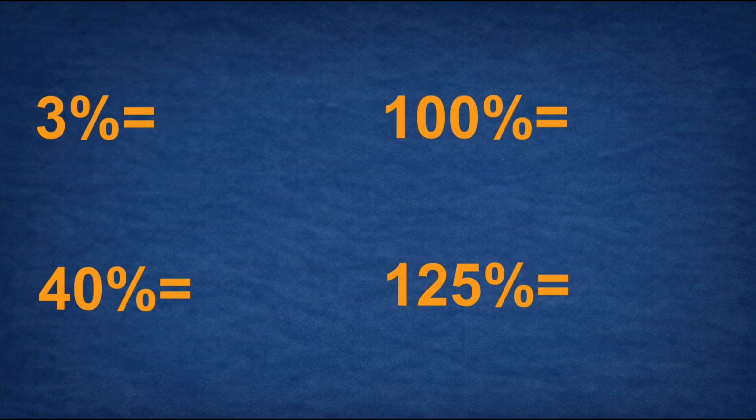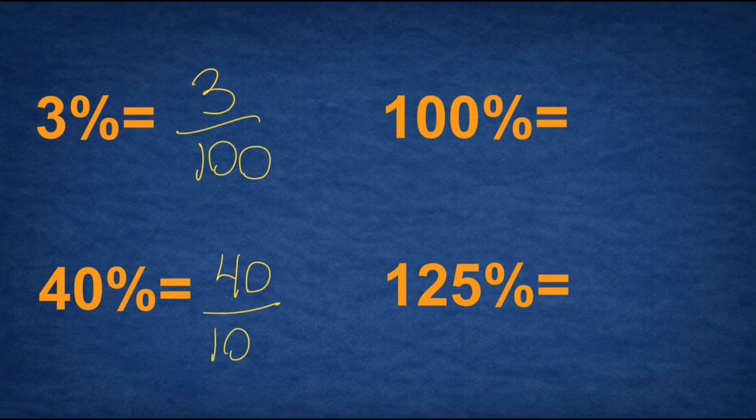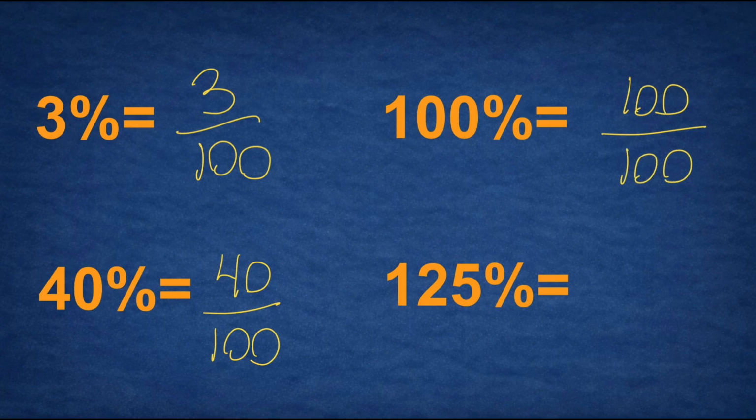So 3% would be 3 out of 100. 40% would be 40 out of 100. 100% would be 100 out of 100, and we would call that a whole fraction. And 125% would be 125 out of 100, and we would call that an improper fraction.